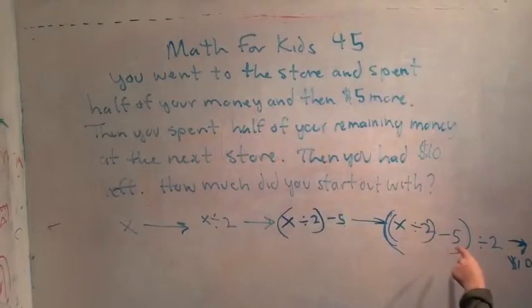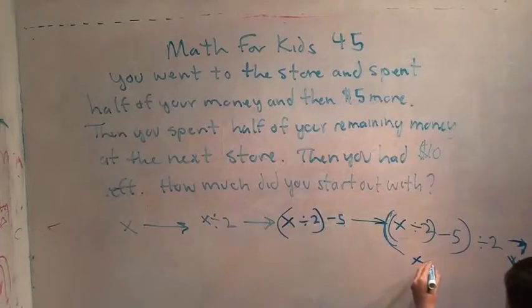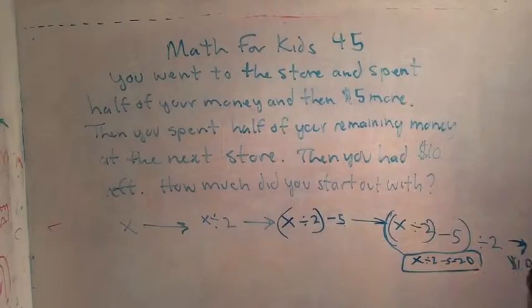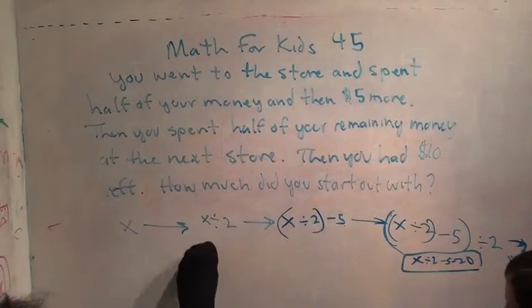We know that x divided by 2 minus 5, the whole thing divided by 2, equals 10. So this in here has to equal 20. Where's that? x divided by 2 minus 5 equals 20. Awesome. Well, that means x divided by 2 has to equal 25. So why don't you write that over there?